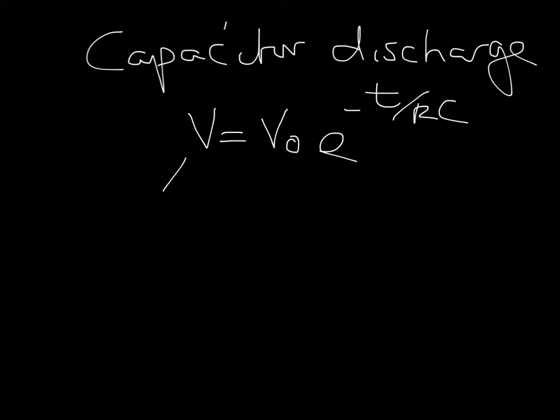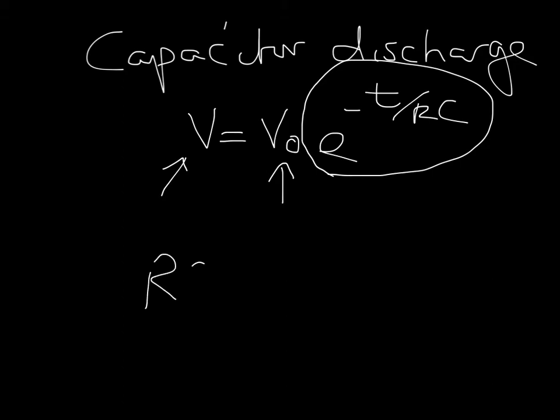Now this is the voltage at any time equals the initial voltage times this bit here. And this bit is e to the power of minus t. It's minus because it's decaying, so it's reducing. T is the time, and it's divided by RC. Now RC is also known as the time constant.